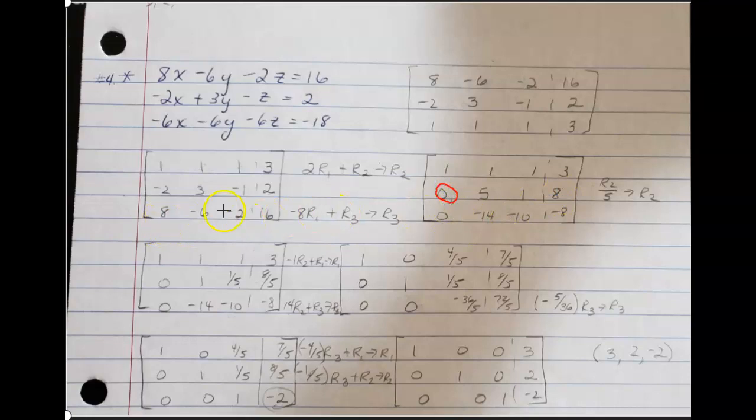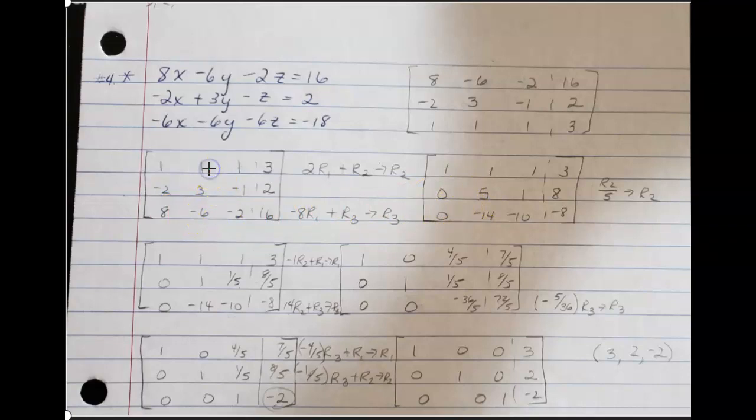And now I need to turn this row into a 0 right here. So I'm going to take 1 times negative 8, add it to 8, and put it back here to get this to be a 0. So 1 times negative 8 is negative 8, plus 8 is 8, which is 0. There it is.